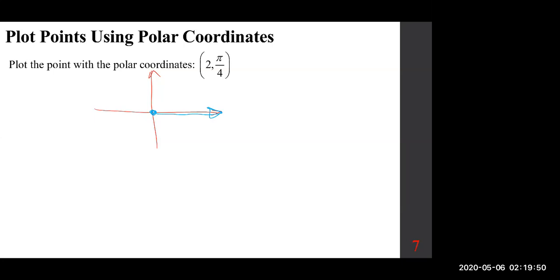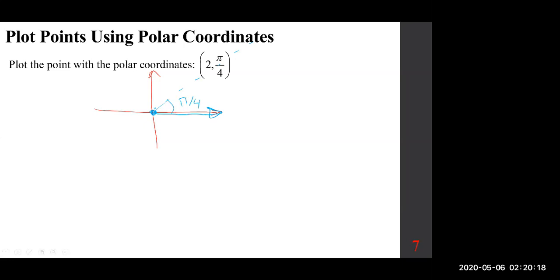So if I want to find 2 comma pi over 4, I have to find pi over 4 first, everybody. Okay, so that means I cut this in half, and this is pi over 4. Now I have to go how many units? 2 units.